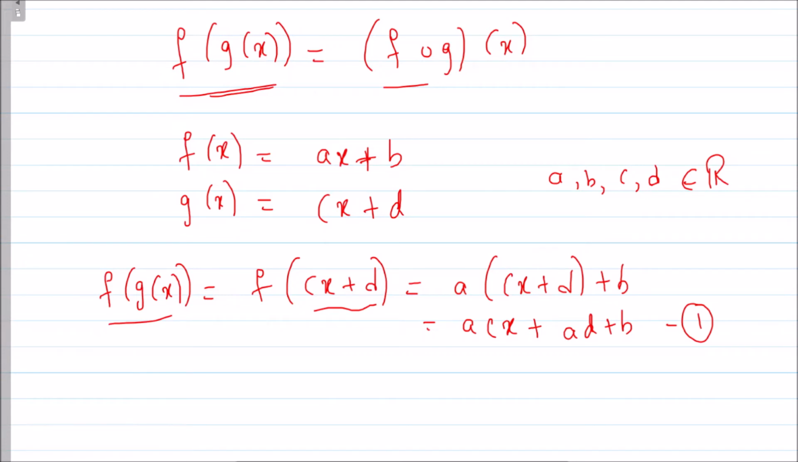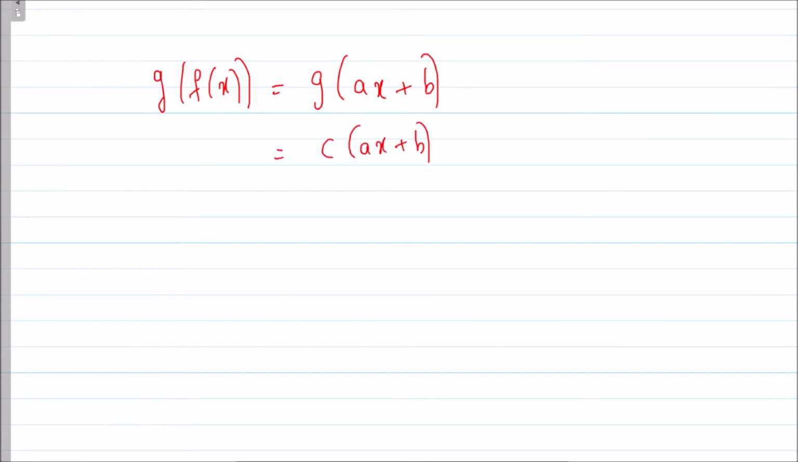Now let us try to compute g compose f. So what is g of f of x? This is g of, what is f of x? It is ax plus b. And what is g of an input? It is c times the input plus d. So what is this? This is cax plus cb plus d. Let me call this equation 2.